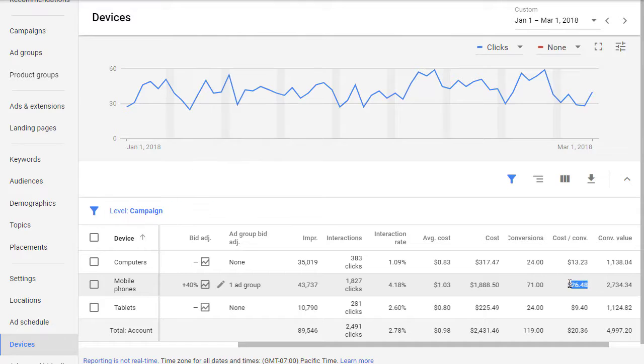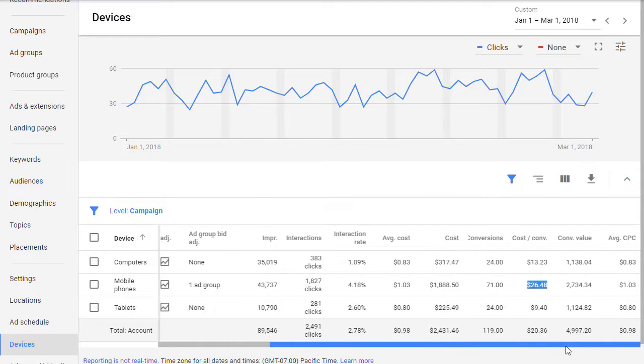Okay, so you can see this is 26. So that is operating at a $5 loss per conversion. So that's not good. The average click value on this is, you can see, 1.03 for mobile and 0.83 for computers.